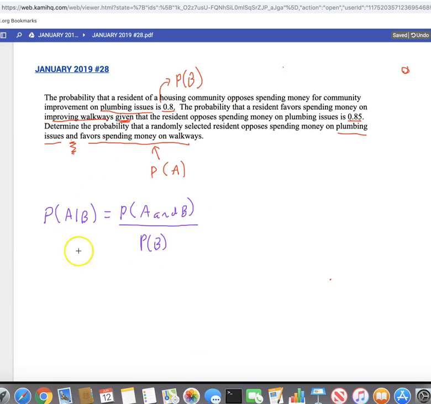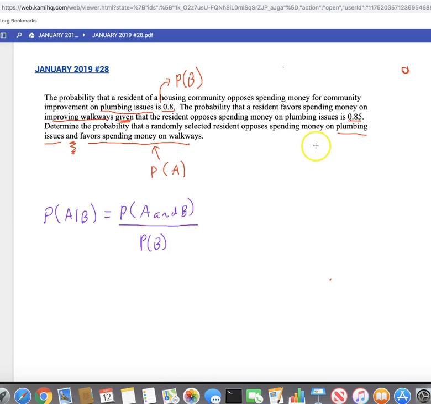So this formula, again, you need to know, and we can actually use it to help answer this problem. Because we are asked to find the probability of plumbing issues and favor spending on walkways, and that's this part of our conditional probability formula. And since we are given the conditional probability that they want to improve walkways, given plumbing issues, where plumbing issues is the given, we have this value, 0.85, and the probability of the given event as well.